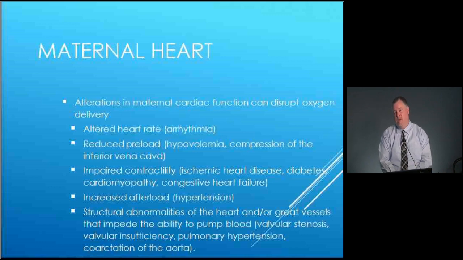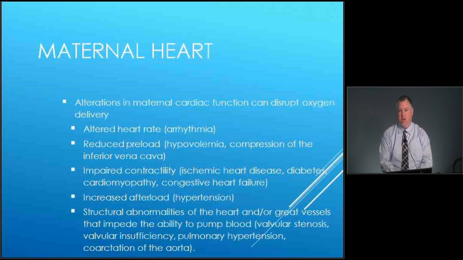Impaired contractility. That would be where the heart muscle itself is not contracting adequately to get blood out of the heart in an efficient manner. We may see that in ischemic heart disease. So if mom's had an MI, then that heart muscle is going to be necrotic and it's not going to function appropriately. We also see that in diabetes when there are vascular changes, or cardiomyopathy where the heart muscle is just not pumping efficiently, or in the case of congestive heart failure where blood is backing up in the system and the heart is not pumping efficiently.